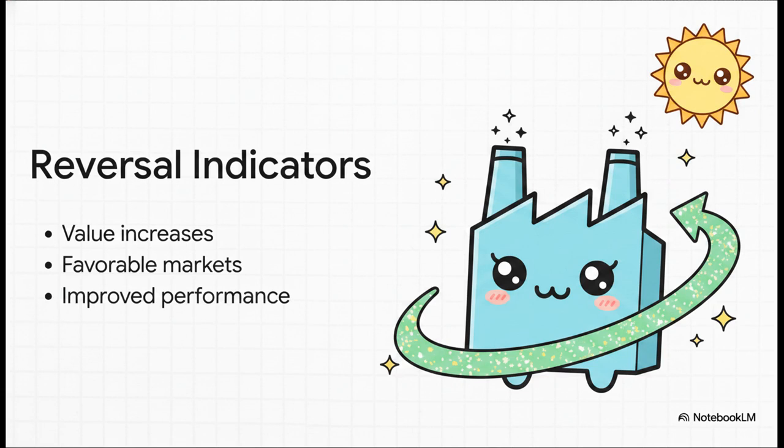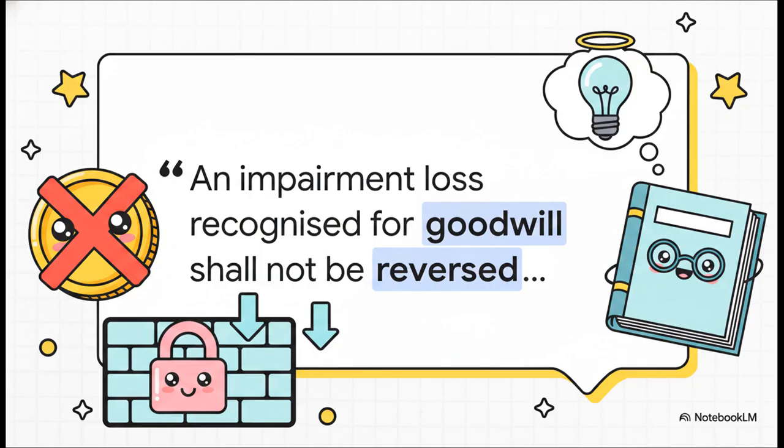But here's the ultimate golden rule, clearly stated in paragraph 124 of the standard. An impairment loss recognized for goodwill shall not be reversed in a subsequent period. If goodwill takes a hit, it is permanent, a hard stop. Why? Because any subsequent increase in the recoverable amount of goodwill is highly likely to be internally generated goodwill rather than a reversal of the acquired goodwill we originally impaired. You just can't write it back up.